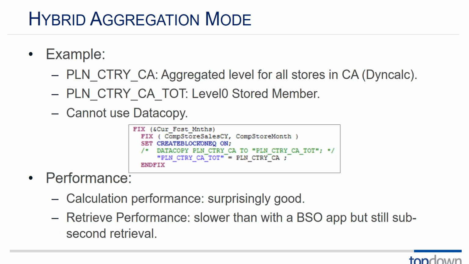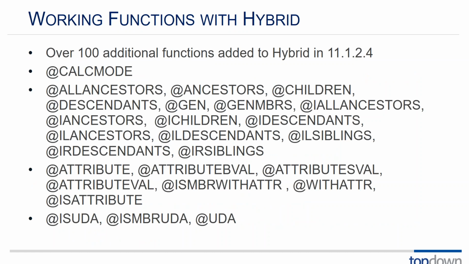Next slide, please. So that said, you still have a lot of functions that work with hybrid. With 11.124, they added more than 100 additional functions, and some of them I use all the time. Like add calc mode, I love it. Ancestors, some people use it, so I put it there. You can use attributes with 11.124 on hybrid.